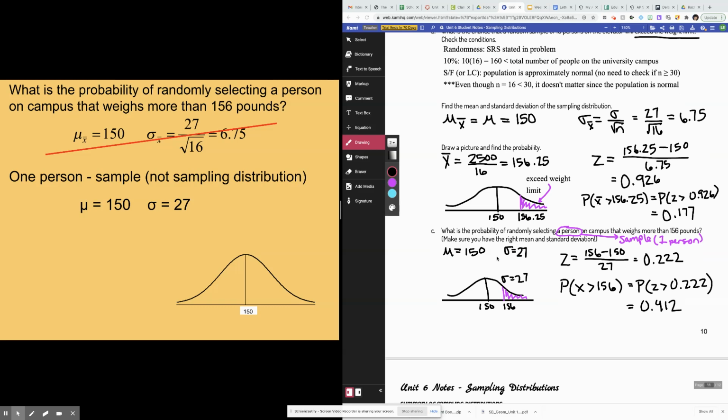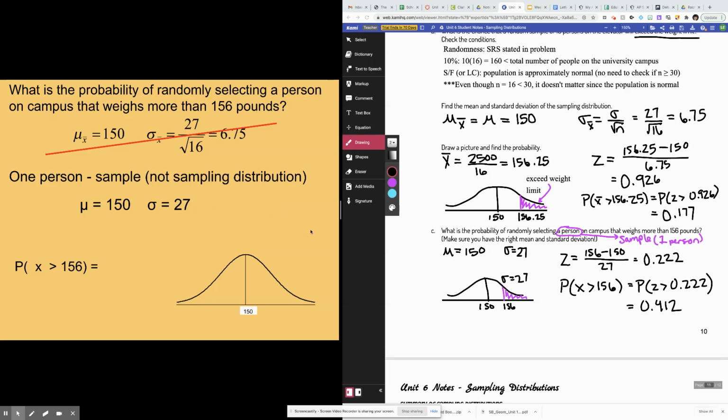All right, then the last question on here is, what's the probability of randomly selecting a person on campus that weighs more than 156 pounds? And I made a note for you on there that said, make sure you have the right mean and standard deviation, because we are talking about one person, meaning this is not a sampling distribution. Okay, one person. So that means the standard deviation that we used in the previous part of this problem is not the standard deviation you want to use. You want to go back to your original population standard deviation, which is 27 here.